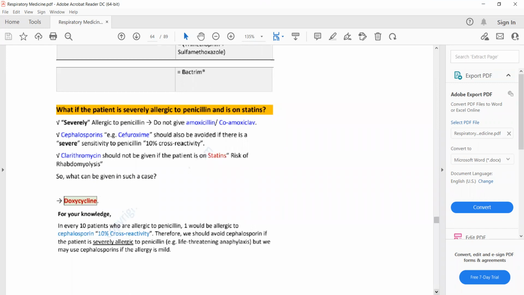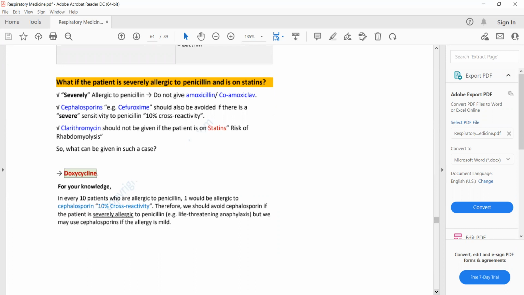Remember that clarithromycin, which is used in the treatment of pneumonia if someone is allergic to penicillin, can cause rhabdomyolysis, and statins can also cause rhabdomyolysis. So if a person is taking statins and he is allergic to penicillin, then we cannot give him clarithromycin, because clarithromycin and statins cannot be taken together. So in this case, what will you do? We'll give the third antibiotic that we use in pneumonias, that is doxycycline.